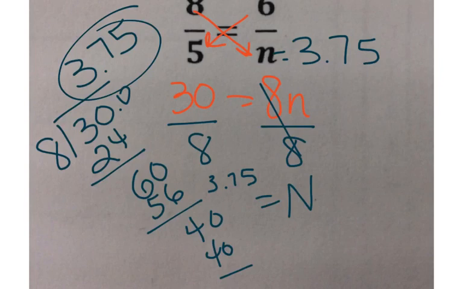So notice it was okay to get a fraction. Not a fraction, a decimal. It was okay to get that.